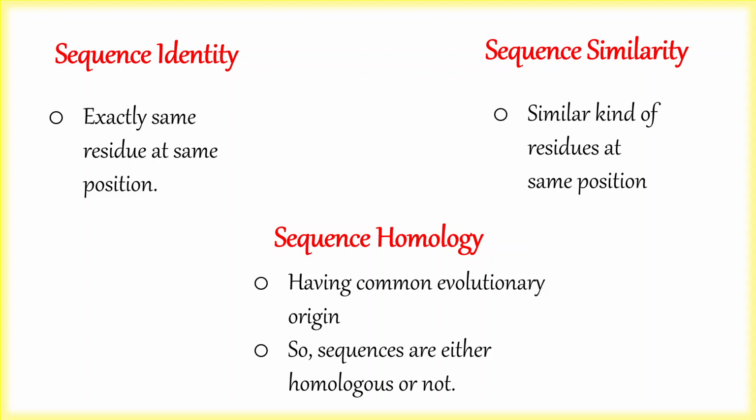So sequences are either homologous or they are not. There cannot be any kind of percentage homology, or a significant homology. Either we regard both of the sequences as being homologous or not homologous. That's the way.